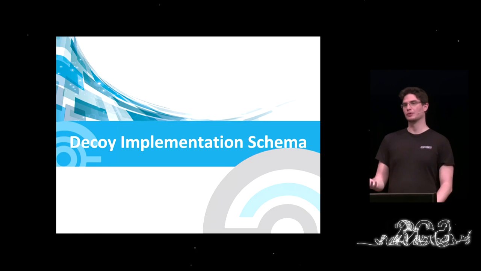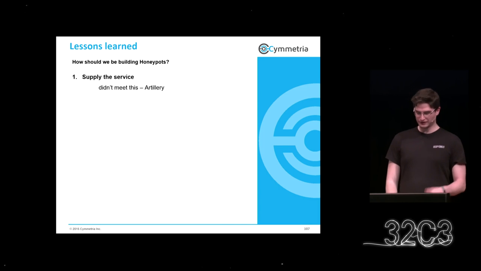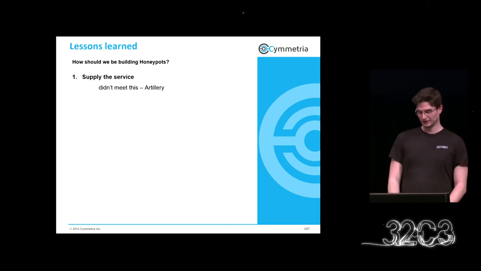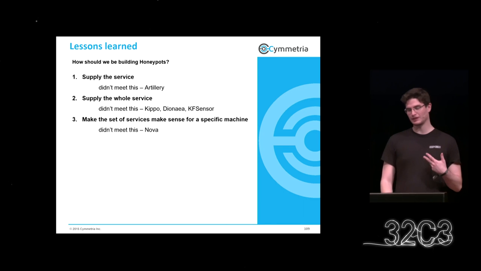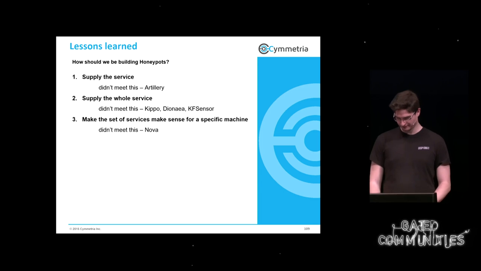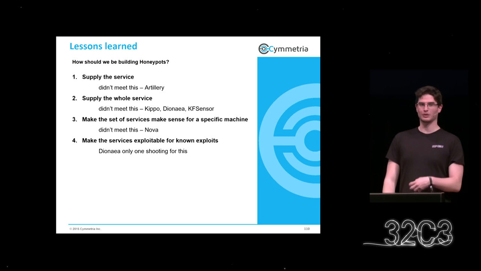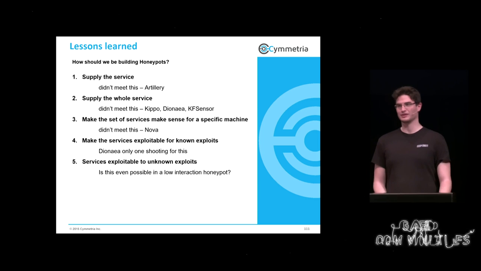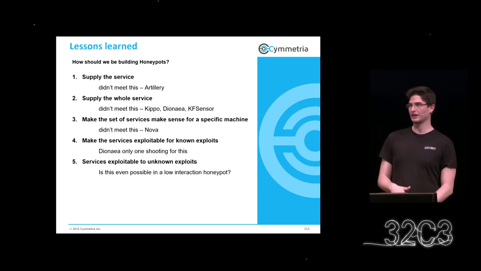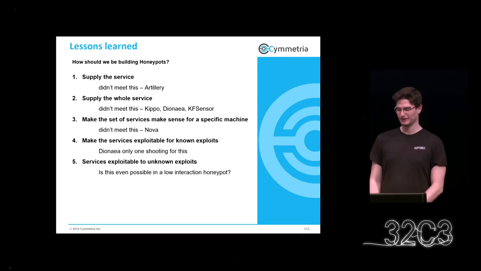So let's go through every single layer that we did and see what was the cause of the problem. First of all, we need to supply the service itself. Then we need to supply the whole service, so implement the entire protocol. Then we need to make the set of services make sense as a complete machine. Then we need to make that service exploitable for known exploits, so the attacker will actually succeed and gain the malware that's being installed. Then, hopefully, we would want to make those services exploitable to unknown exploits, like 0-days. The problem with that is that if you don't know how the 0-day works, how do you simulate being exploitable to it?